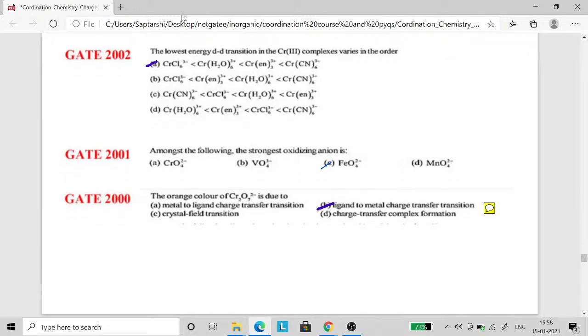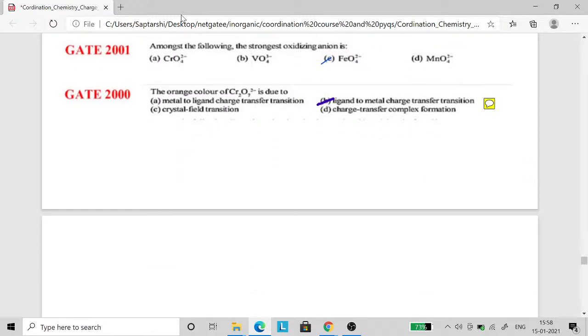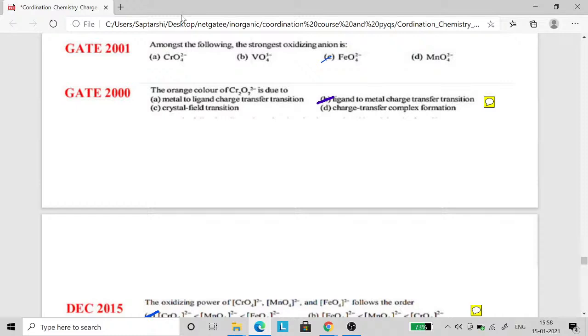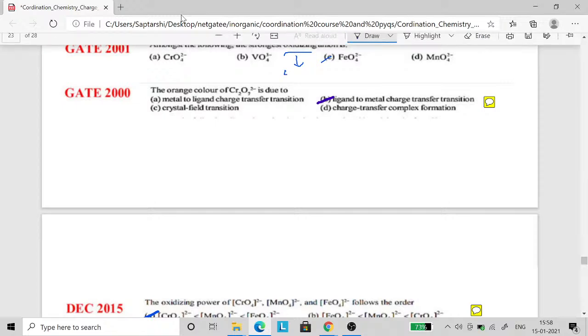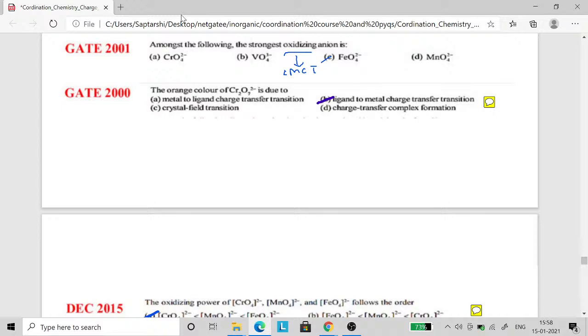The lowest energy d-d transition in the Cr3+ complexes varies in the order. So lowest energy. Again, this is the same XONC formula you have to apply, so I'm not going into the details of that. Amongst the following, the strongest oxidizing anion. Okay, so it's an oxidizing anion. It means that it can oxidize others and itself it will get reduced, right? And if itself it gets reduced, it means it shows LMCT, ligand to metal charge transfer, very easily because it's donating very easily.